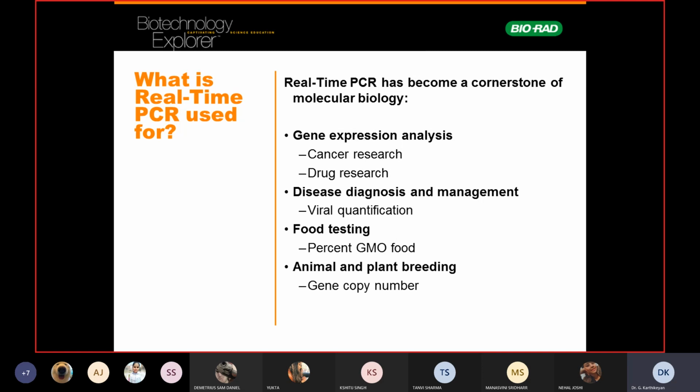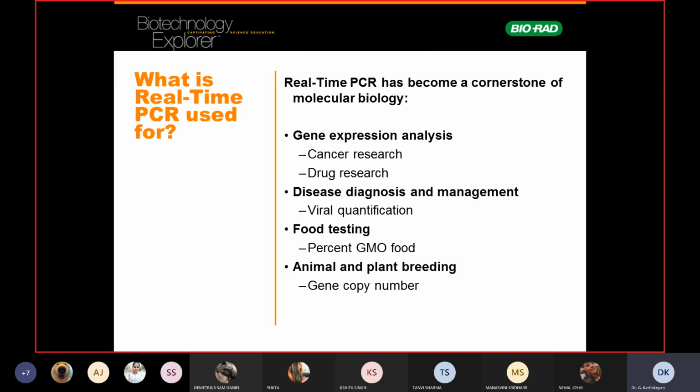For example, liver cancer versus lung cancer, the expression profiles are very different. So they want to know what is the driver for lung cancer, what is the driver for liver cancer. Many of these things can be done with real-time PCR.